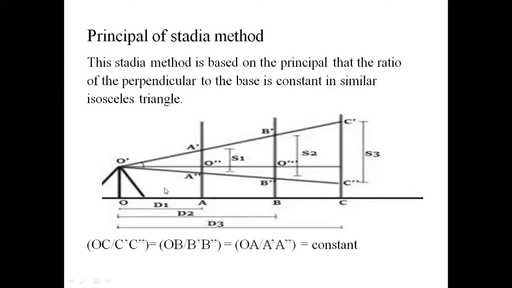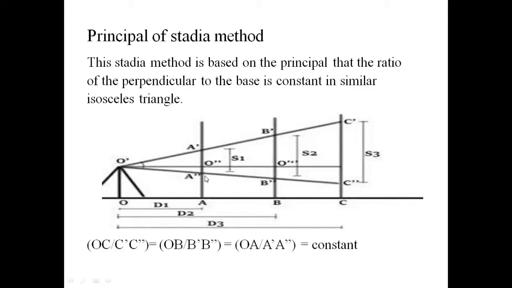Here O is the instrument station and A, B, C are the staff stations. From the transit instrument, you have to measure the upper hair reading and the lower hair reading on each staff station. At A, A dash is the upper hair reading and A double dash is the lower hair reading. At B, B dash is the upper hair reading and B double dash is the lower hair reading. And at C, C dash is the upper hair reading and C double dash is the lower hair reading.